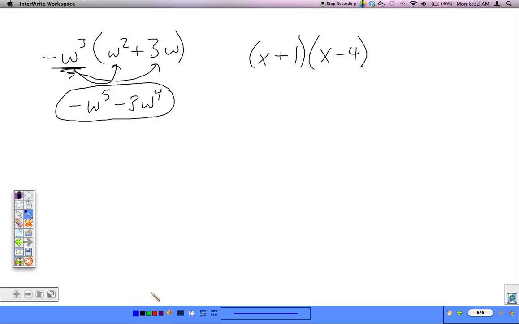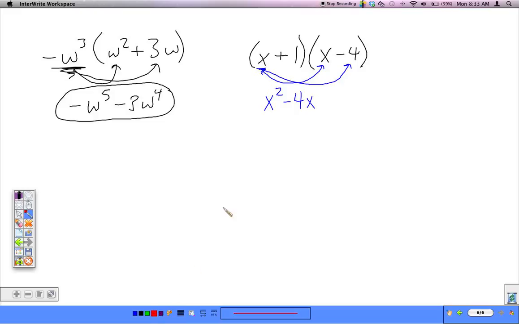So let me try and color code these so it's a little bit easier to say. We're going to call this my first outside term, just like the w to the third was my outside term here. It has to distribute with both of the terms in the second binomial. So x times x, that's 2 x's, it's going to be x squared. Then I have x times negative 4. That's a positive times a negative makes a negative. And then 4x is a result of x times 4.